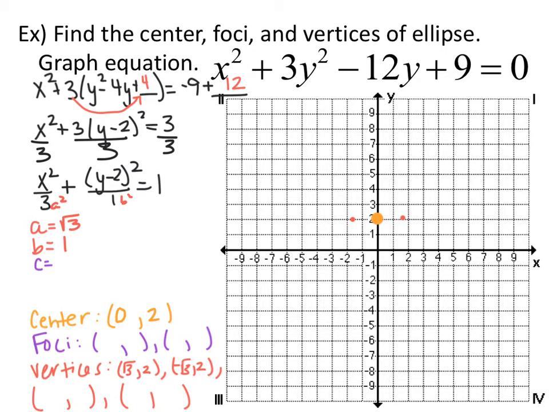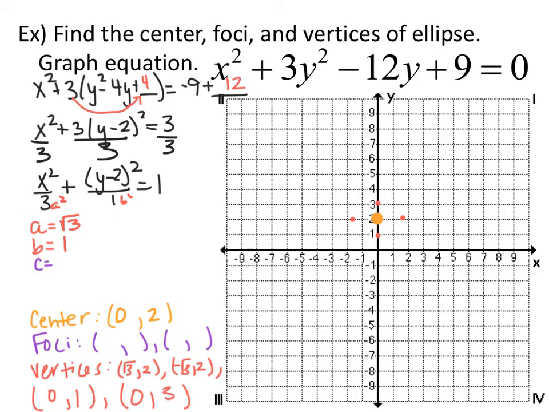Now my b tells me how much to go in the y direction because b is underneath y, so I want to go 1 in the y direction in both directions. So I'm going to go up 1 from the center, and that's going to be a minor axis vertex. And I'm going to go down 1 from the center, so that's going to be a minor axis vertex. So my two minor axis vertices are 0, 1, and 0, 3.